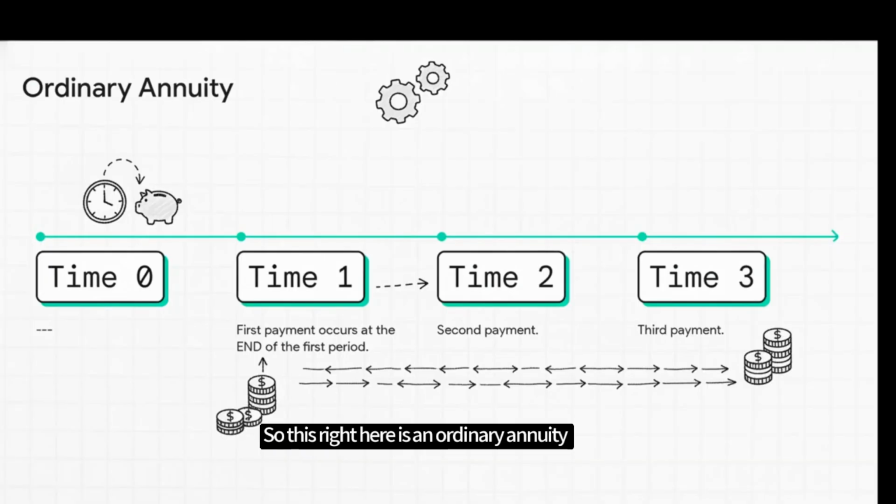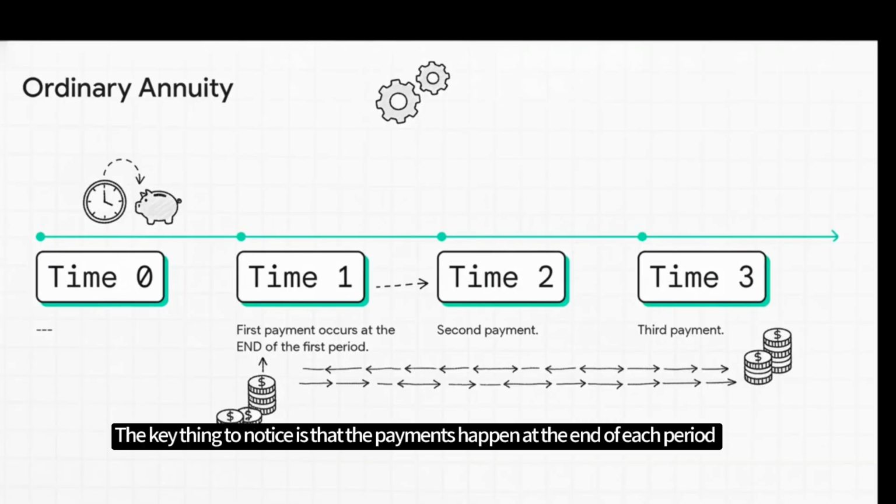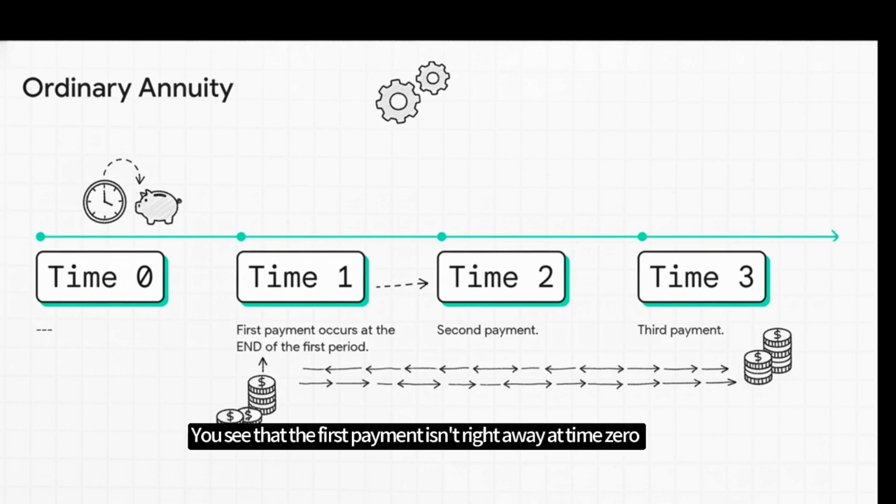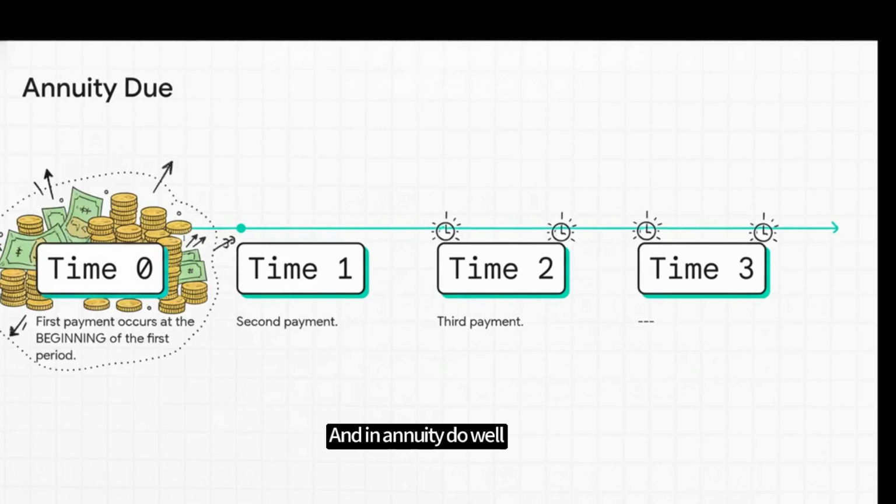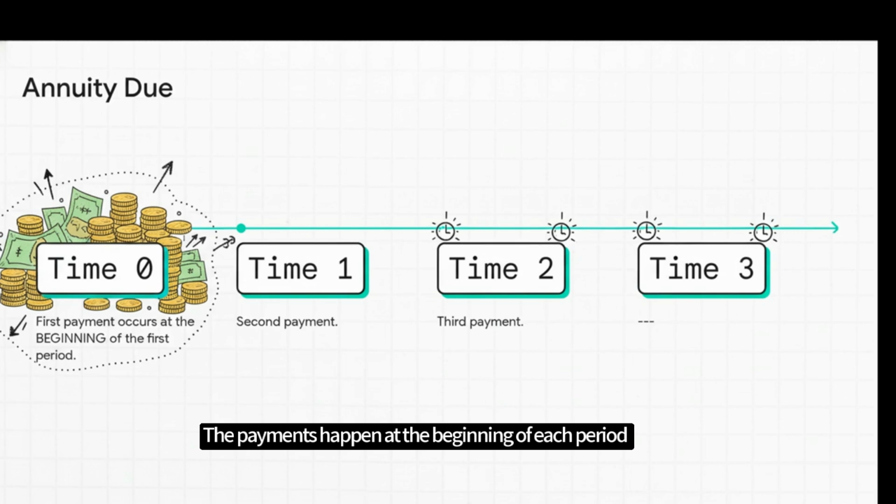So this right here is an ordinary annuity. The key thing to notice is that the payments happen at the end of each period. You see that? The first payment isn't right away at time 0, it's 1 period later at time 1. And an annuity due, well, it's the exact opposite. The payments happen at the beginning of each period.